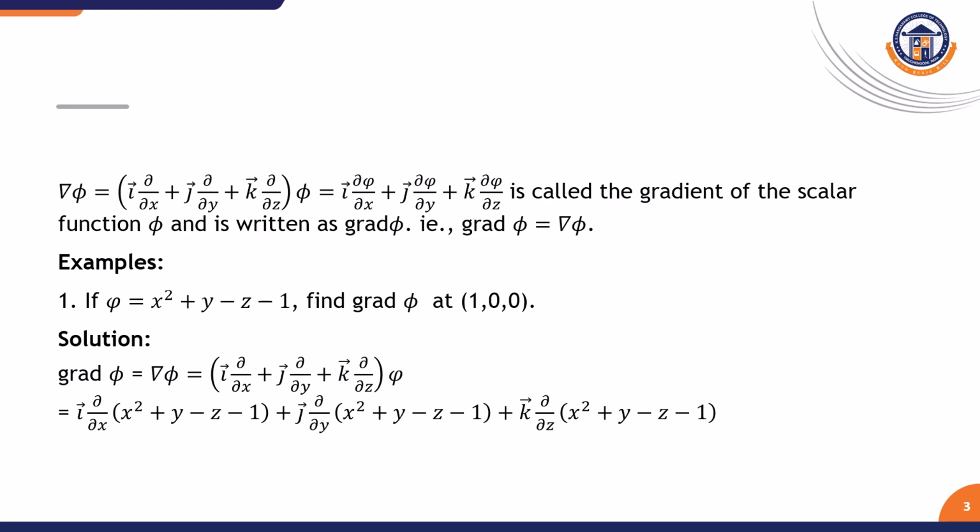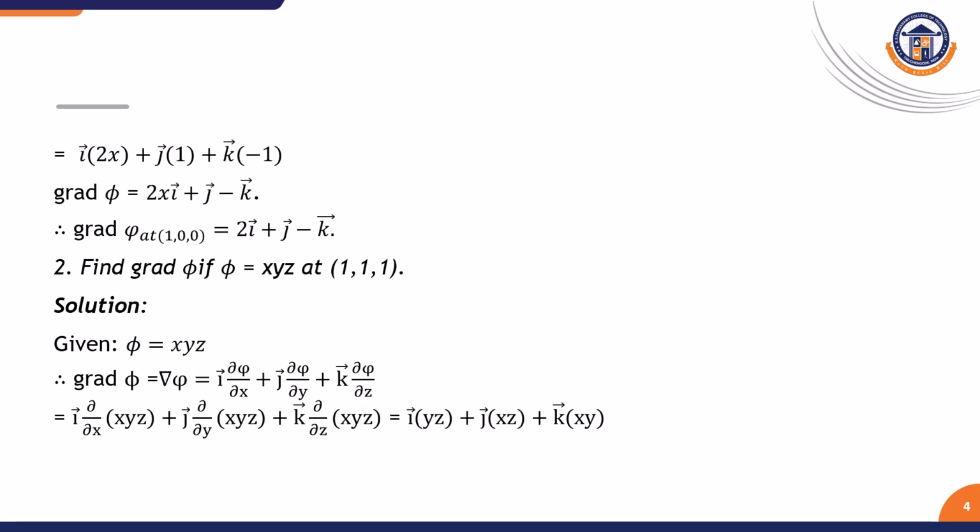In the first term we differentiate partially with respect to x, which means we consider y and z constant. In the second term, with respect to y, we consider x and z constant. In the third term, ∂/∂z, we differentiate only with respect to z, which means x and y are constant. The final term is i vector 2x plus j vector 1 plus k vector minus 1. After this, we substitute x as 1, y as 0 and z as 0. The final answer is 2i vector plus j vector minus k vector.